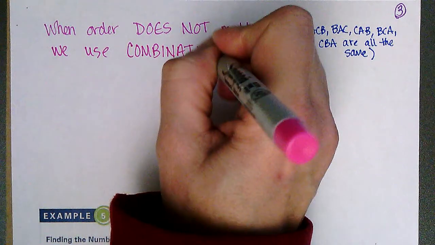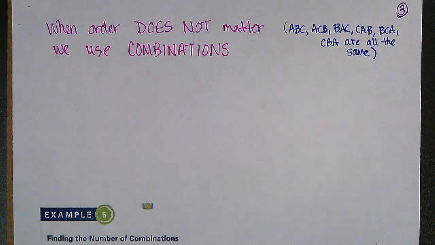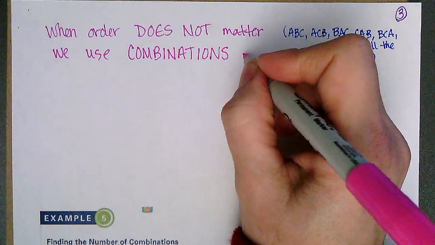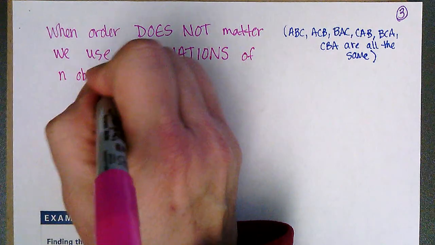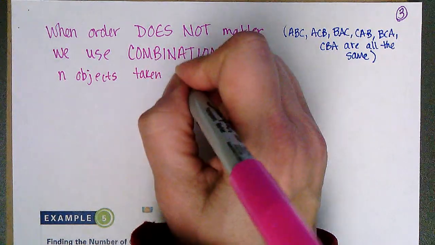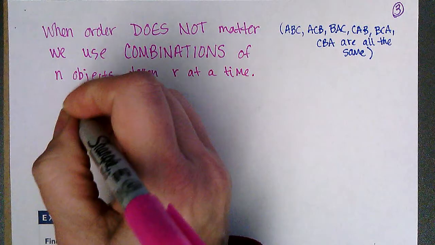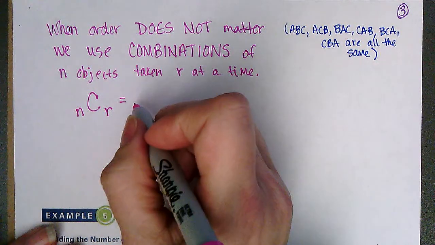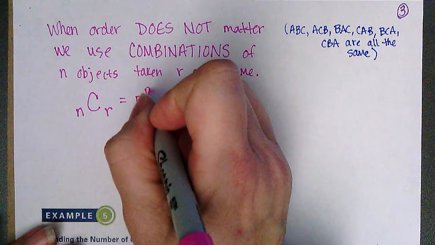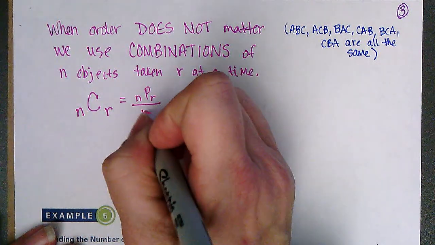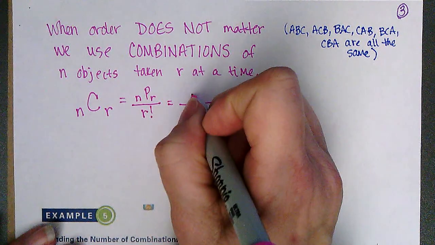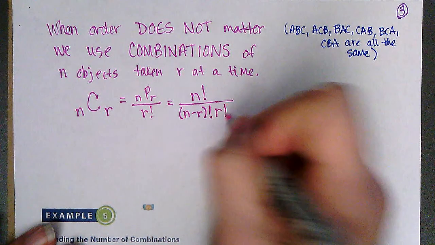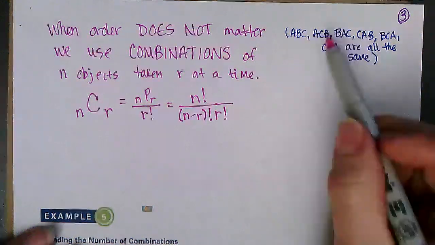So if order is important, we need to use the permutations formula, which is the P. And when order does not matter, we're going to use combinations, which is the C. So we use combinations of n objects taken R at a time. It looks really similar to permutations. And actually it is the permutation formula then divided again by R factorial. So it is n factorial divided by n minus R factorial times R factorial, because I have to divide by these combinations here.